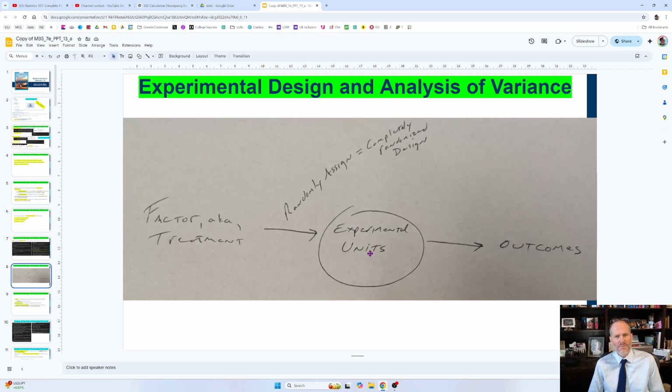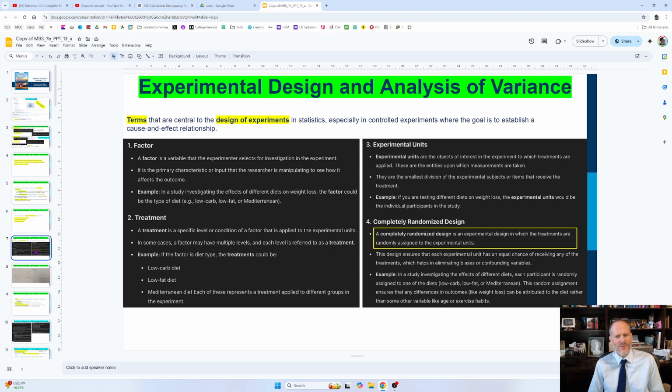And so in this little example, we'd be applying different diets, different treatments, to different people to measure an outcome, a variable of interest. And in this scenario, it would be weight loss. We'd be looking to see which treatment, which diet, creates the greatest weight loss for people. And when we randomly assign the treatments to the experimental units, the diets to the people, that's called completely randomized design. And so here's where all that's described: factor, treatment, experimental units, completely randomized design.